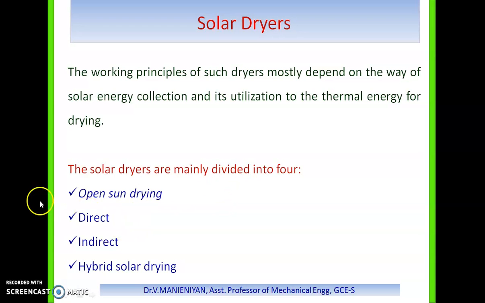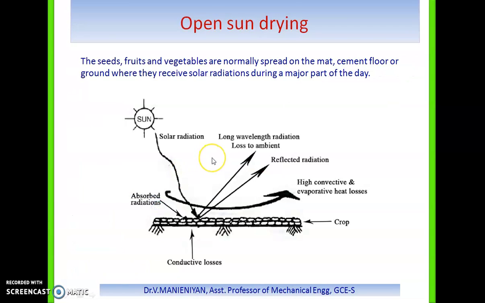The dryers can be mainly divided into 4 categories: open sun drying system, direct drying system, indirect drying system, and hybrid solar drying system. Those are the 4 categories used in solar drying. The first one is the open drying system, as shown in the figure. It is a simple system, still widely used in rural parts of our nations.